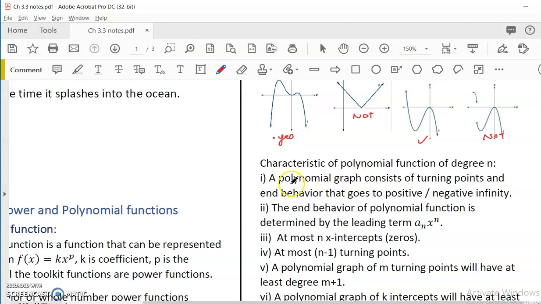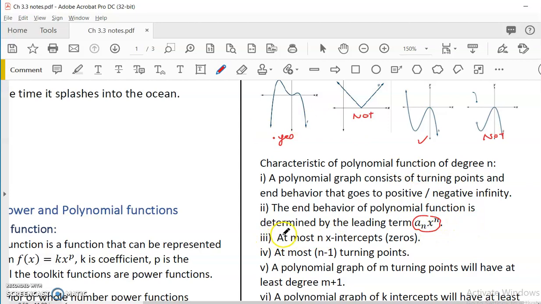First, a graph consists of turning points and end behaviors that go to positive and negative infinity. The end behavior is determined by the leading term only. So whether it goes to positive or negative has nothing to do with the second term or terms that are lower degree. The leading term itself actually controls the end behavior. So if you want to know the end behavior of a polynomial function, like these, whether it goes up or down, you only look at the leading term.